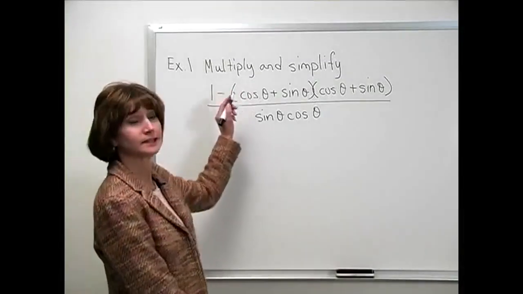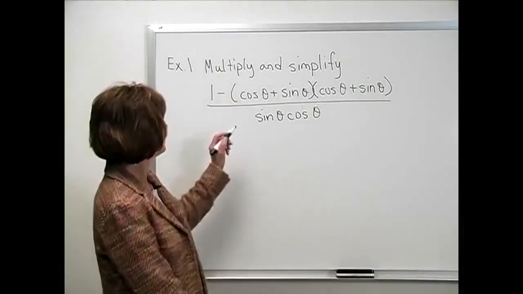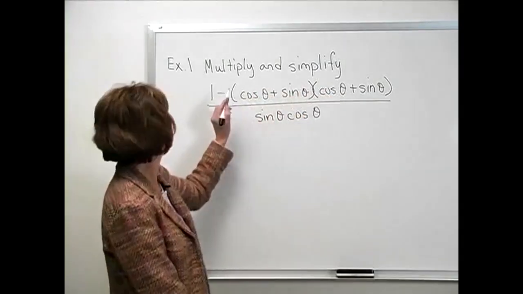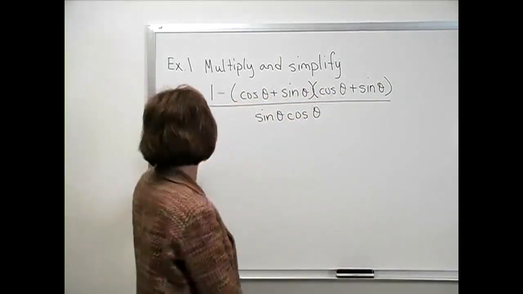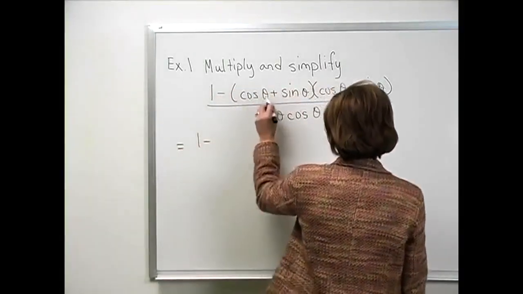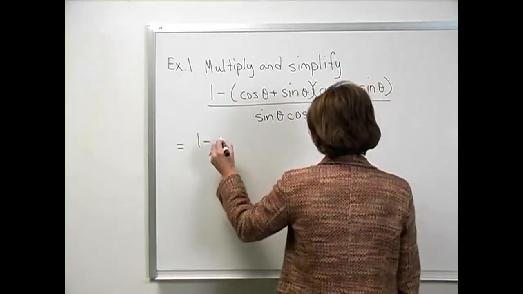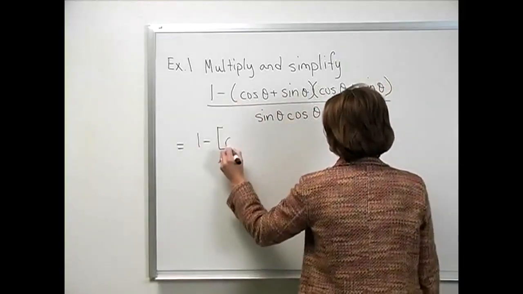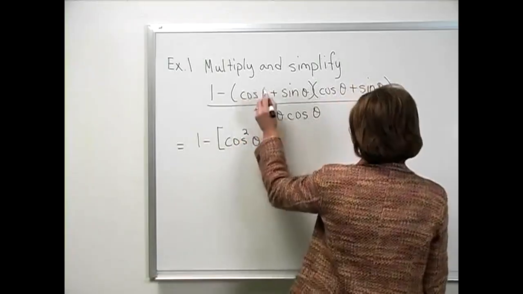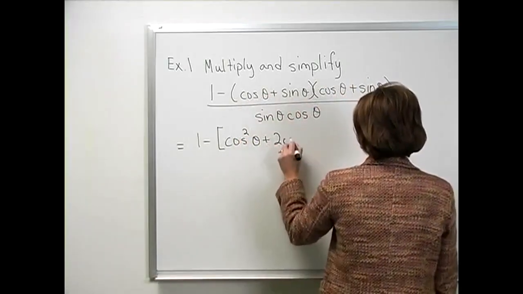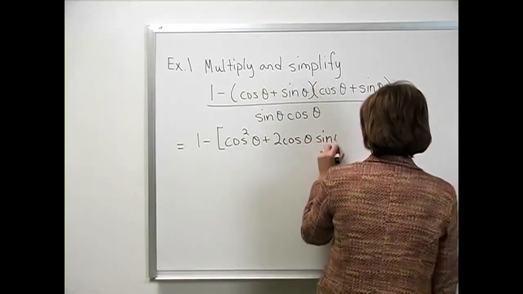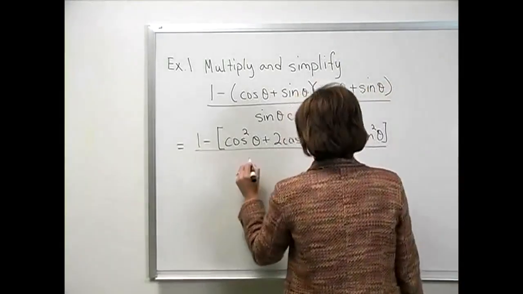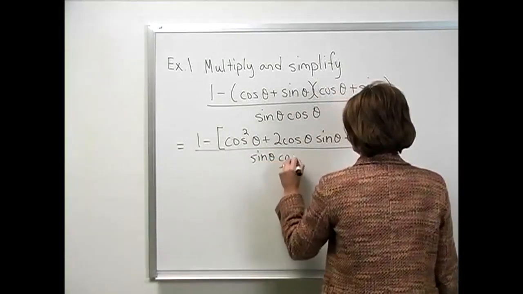Here we want to multiply and simplify this expression. Now you need to be careful because there's a negative sign in front of this product, so you need to make sure that you multiply and then you take the opposite of that product. So let's begin. First, we're going to multiply cosine theta plus sine theta times cosine theta plus sine theta. I'm going to put a bracket here in front of my product. So what do we get when we multiply? We're going to get cosine squared theta plus 2 cosine theta sine theta plus sine squared theta all over sine theta cosine theta.